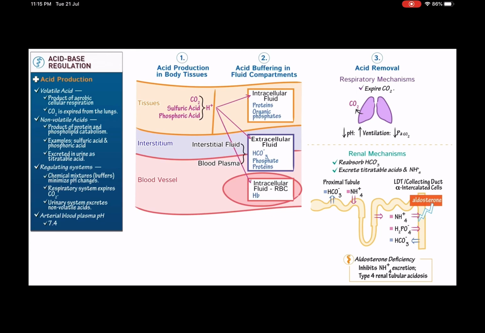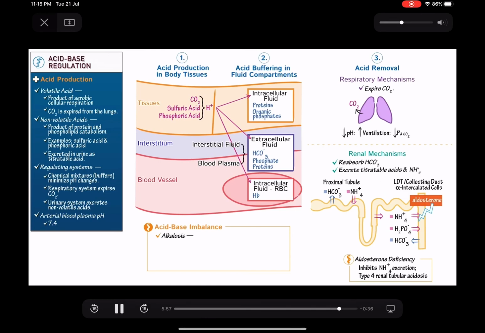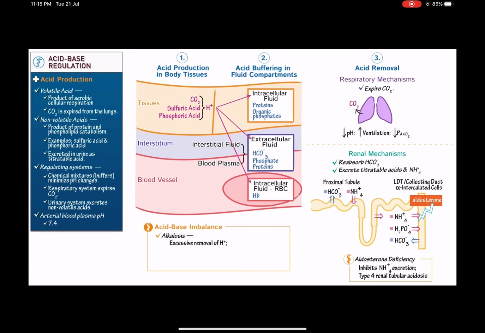Finally, let's consider the clinical consequences of acid-base imbalances, which occur when the buffer systems fail to maintain homeostatic pH. Alkalosis is a consequence of excessive removal of hydrogen ions from the body fluids. As a result, the blood becomes more alkaline. Acidosis is the opposite. Excessive hydrogen ions are added to the blood or retained. The blood becomes more acidic.